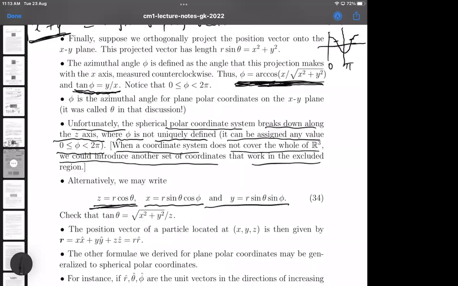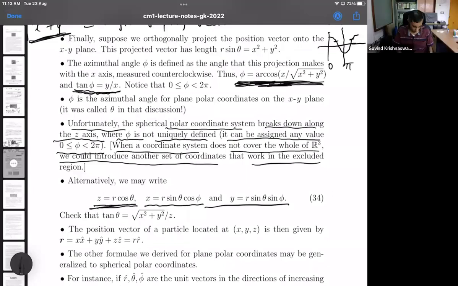Yes, sir. Okay. Thank you. But you are right. The arc cosine, there are subtleties there. You need to pay a little closer attention.